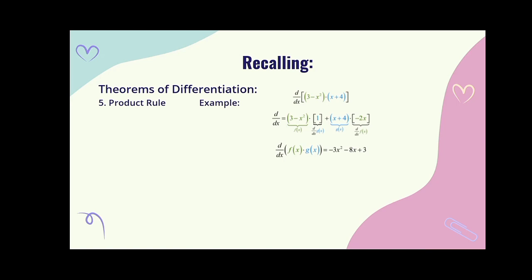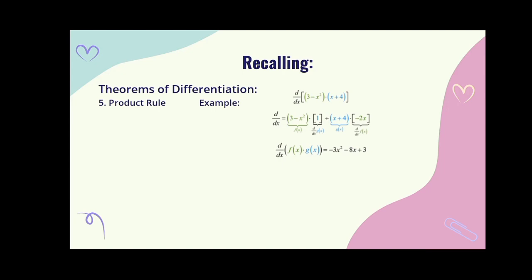Since g of x is x plus 4, first we derive x. What is the derivative of x? The derivative of x is 1. So we will write that here. Then the derivative of 4 is 0 since it is a constant. We will no longer put that in the given equation. So we will add g of x, which is x plus 4, then the derivative of f of x. The derivative of 3 is 0 since it is a constant.